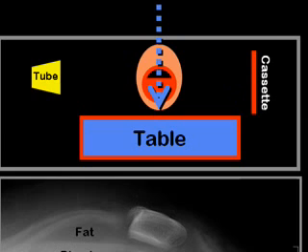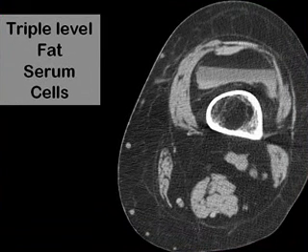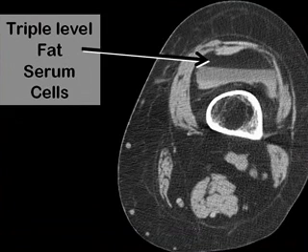This is a CT scan just above the knee, which shows a triple level. There is fat that is floating above serum, and there is a denser layer of cells present.